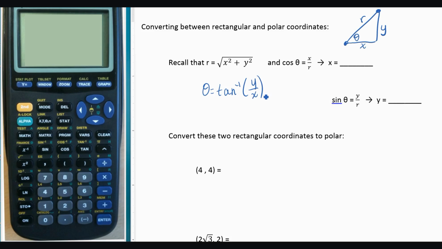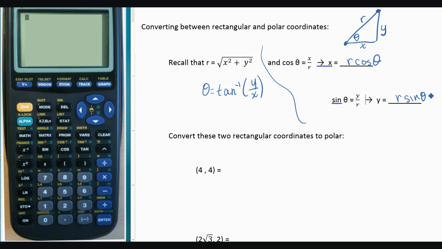Now, that will always give you an angle between negative pi over 2 and pi over 2, so you'll have to use reference angles to make sure you're in the right quadrant. And then we also had that cosine of theta equals x over r, and sine of theta equals y over r. And I said we'll use those to go the other way. So if we solve for x here, multiply both sides by r, we would have that x equals r cosine of theta. So if you had r and theta, you could find x by doing r cosine of theta. And similarly, we had sine of theta equals y over r, so y is equal to r sine of theta.